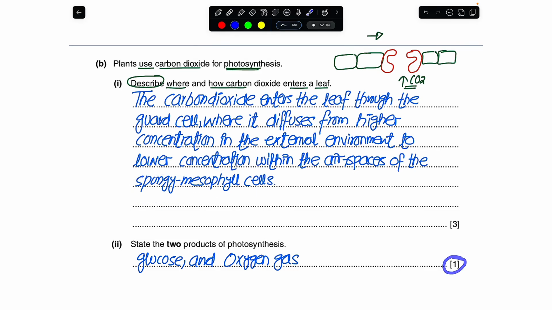Now for 1 mark, they have asked you to state the two products of photosynthesis. What we know is that when the plants are photosynthesizing, they would be combining 6 molecules of carbon dioxide gas with 6 molecules of water. As a result, we would end up making a glucose molecule out of it, and the plant chloroplast would be releasing 6 molecules of oxygen gas. So the two products of photosynthesis, since we have to state them, one of them is glucose, and the other one is oxygen gas.